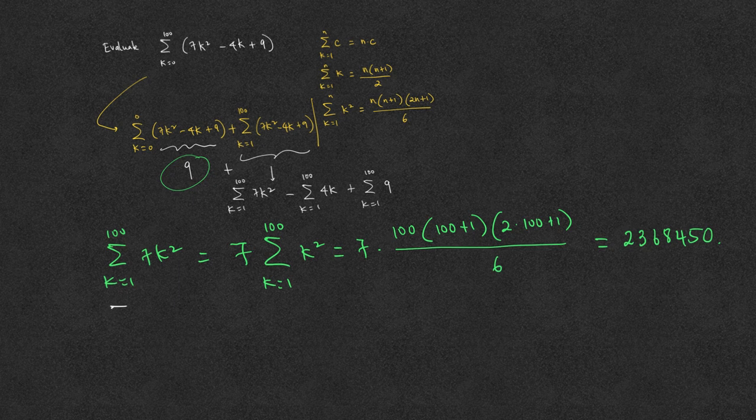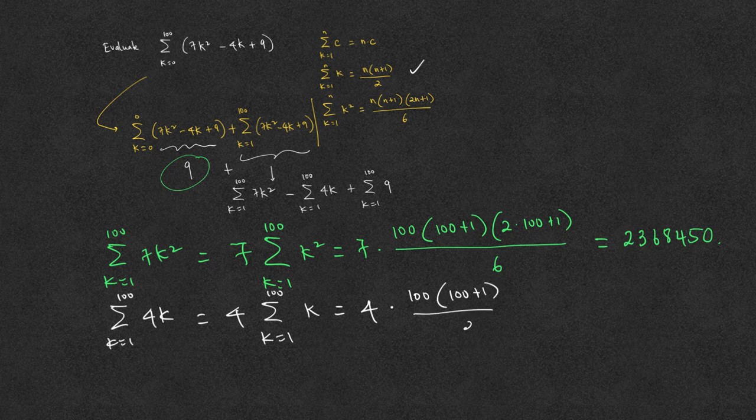For the second sum, k goes from 1 to 100 of 4k. We bring out the 4, and we have the sum as k goes from 1 to 100 of k. So we can use the formula. This is 4 times n, but n is 100, times n plus 1 over 2. And if we evaluate this, we will get 20,200.